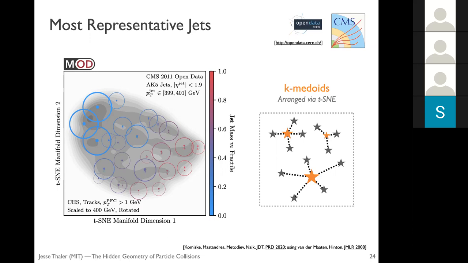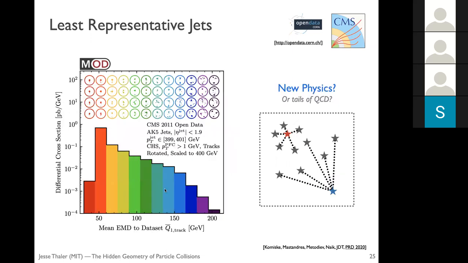I can do the opposite and find the least representative jets. So here I'm trying to take each individual jet and find its average energy mover's distance to the rest of the data set. The most typical jets are in the core of the distribution, and they just correspond to these single prongs.